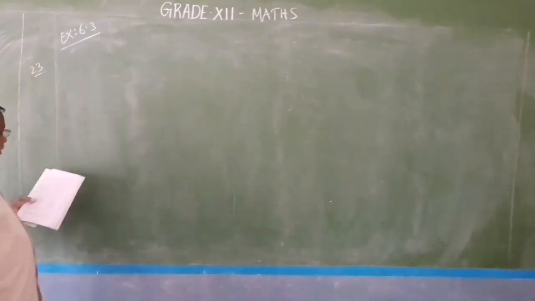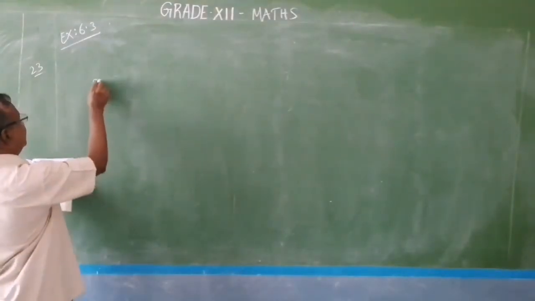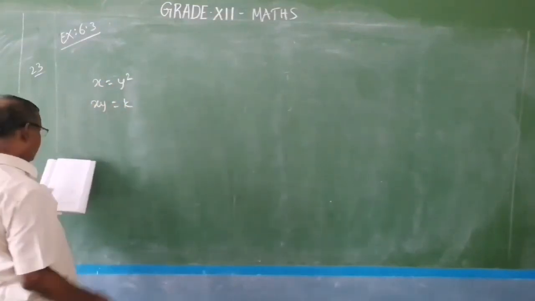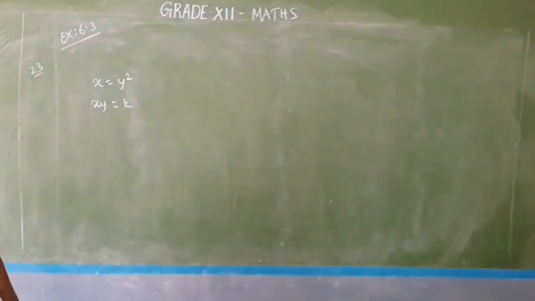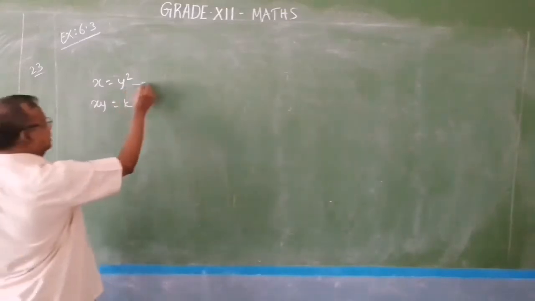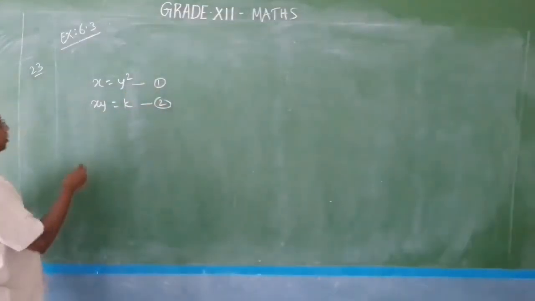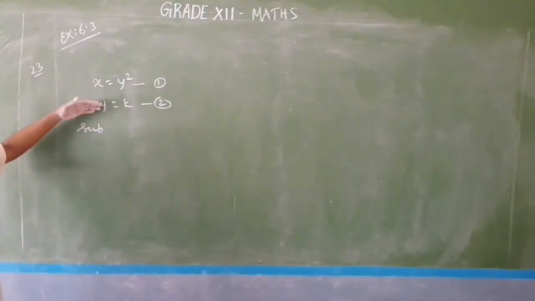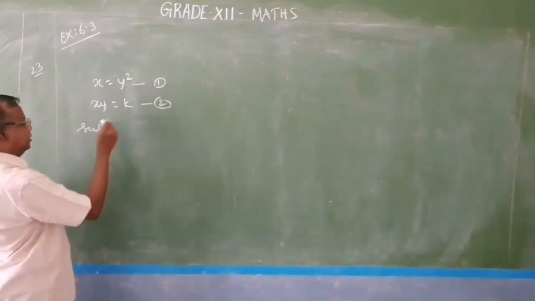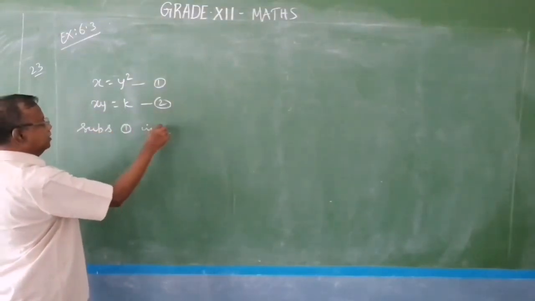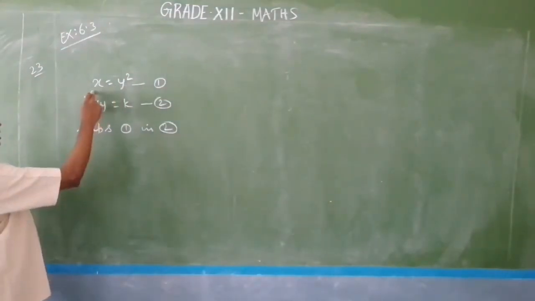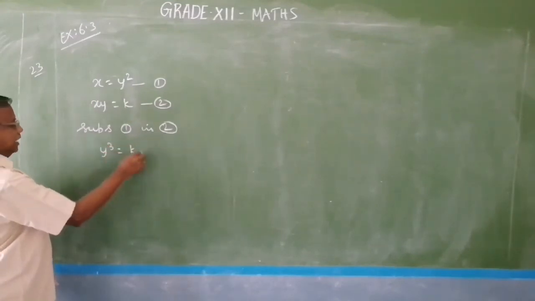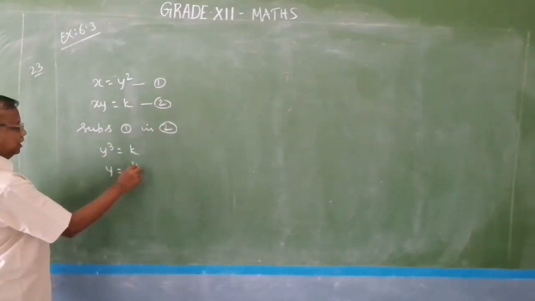Question 23. Prove that the curves x equal to y^2 and xy equal to k cut at right angles if 8k^2 equal to 1. Say this is equation number 1 and 2. In order to find the points of contact, we need to solve these two equations. Substituting 1 in the second equation, instead of x we can replace y^2, so y^3 equal to k and y equal to k^(1/3).